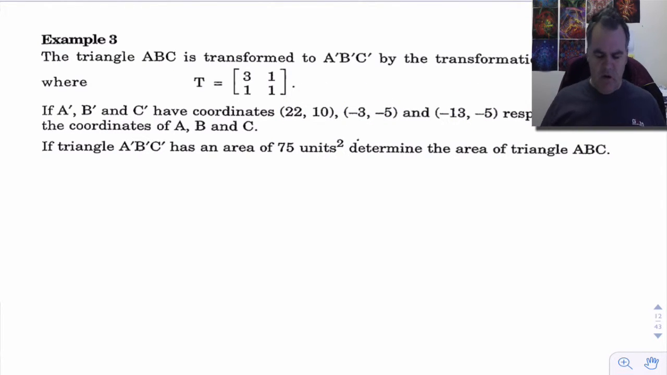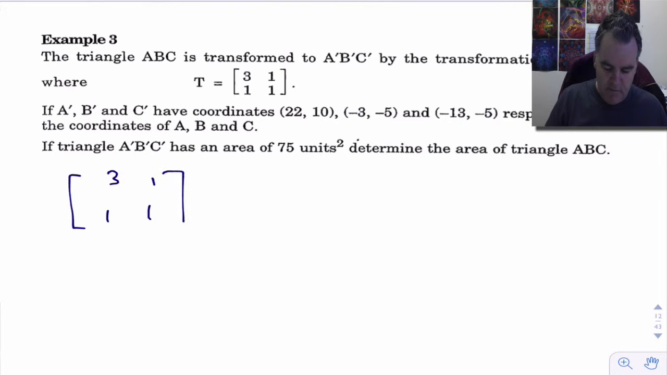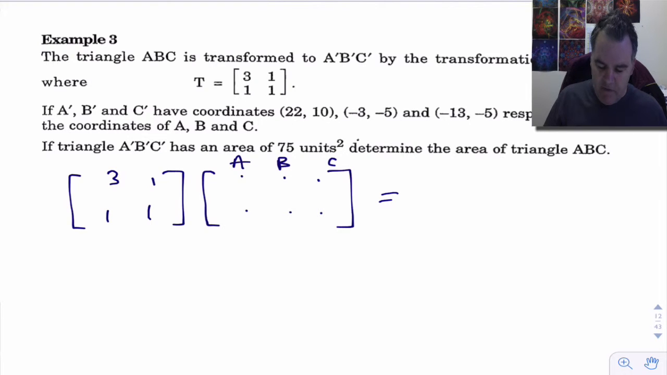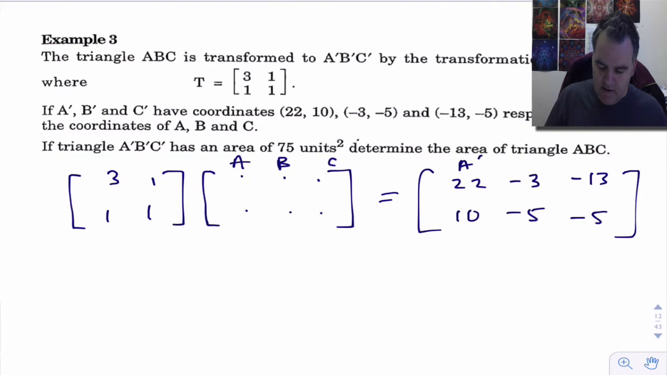Okay, so what we've done in this one is we've said our matrix T, (3, 1; 1, 1), we've multiplied it by the 2 by 3 matrix that represents A, B, and C. And when we've done that, we've ended up with this matrix: 22, 10, negative 3, negative 5, negative 13, negative 5. This is A dash, B dash, and C dash.